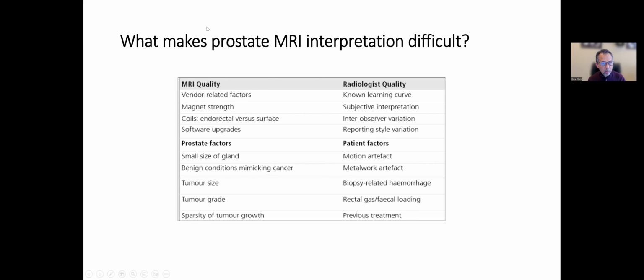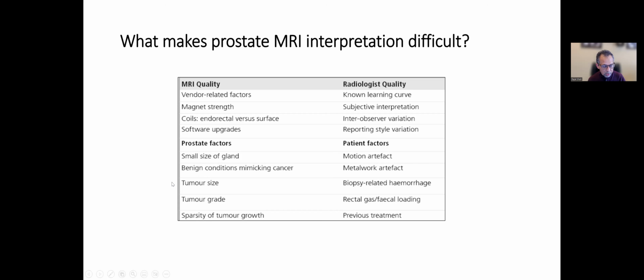This table shows you that prostate MRI also has several challenges. It shows you some of the difficulties that one can encounter, which can be divided into MRI quality, prostate factors, radiologist-dependent factors, and patient-dependent factors. A few things that we really need to understand are that the correlation may not be good when a small gland size is an issue. Certain benign conditions mimicking cancer, particularly adenosis, granulomatous prostatitis, and acute inflammation, can also give you false positive readings.